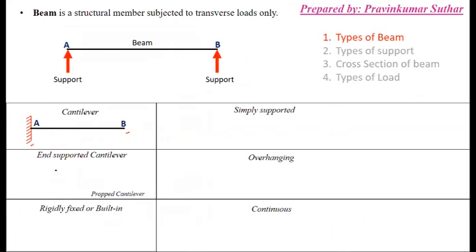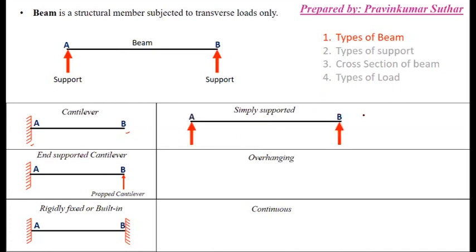Second is the end supported cantilever. This is a cantilever beam where at end A the support is a fixed support, but at B it is just a simple support. So this type of beam is known as an end supported cantilever beam. Next, this is rigidly fixed or built in. If a beam has both ends with fixed support, this beam is known as rigidly fixed or built in.